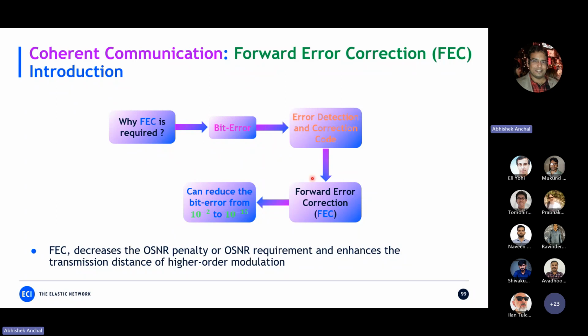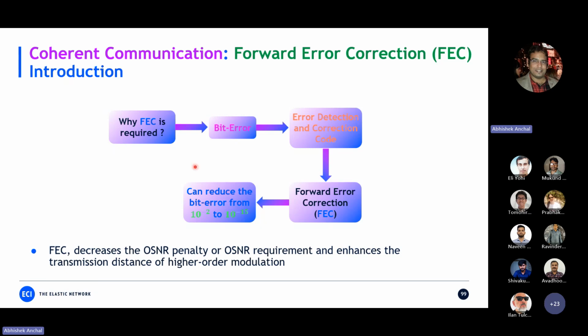and it tries to reduce the bit error from a very high value to a very low value. For example, maybe 10 to the power minus 2 to 10 to the power minus 15, almost error-free correction. So this is in terms of bit error. So it reduces the bit error rate. The idea is that FEC is going to reduce the bit error rate. But in terms of the physical, or let's say what is available in the optical network, how it affects the network.